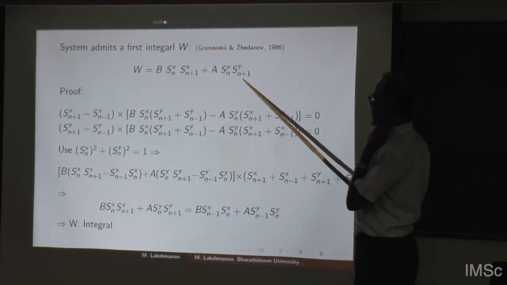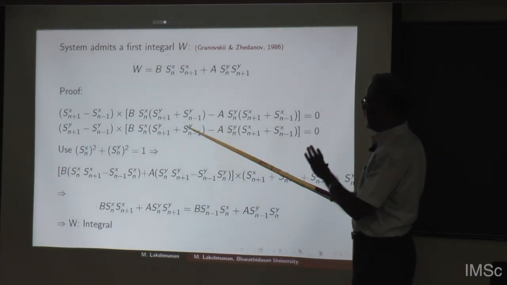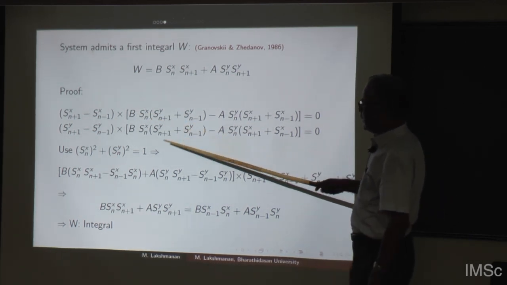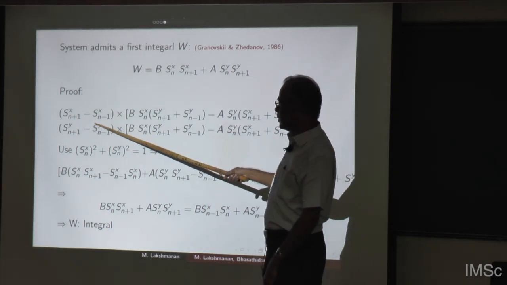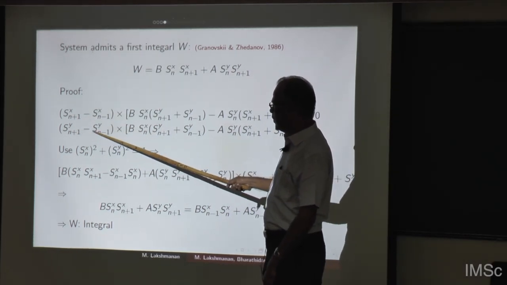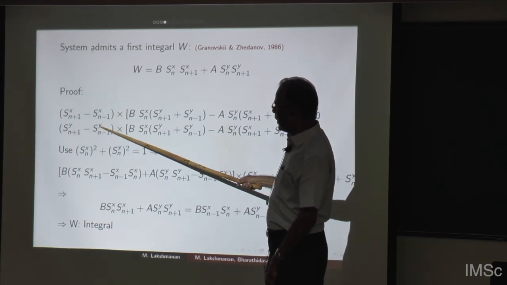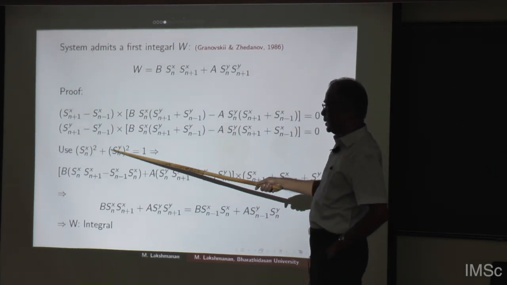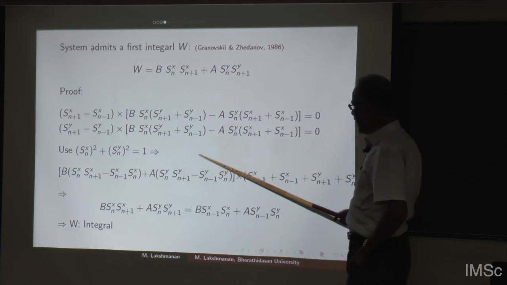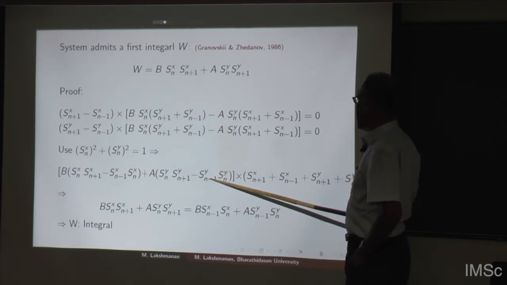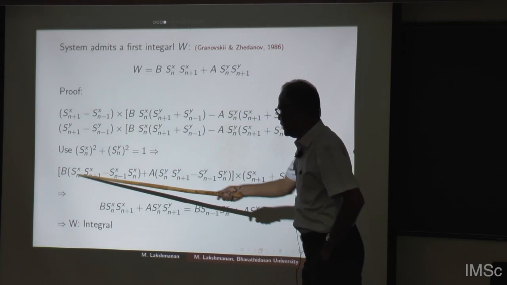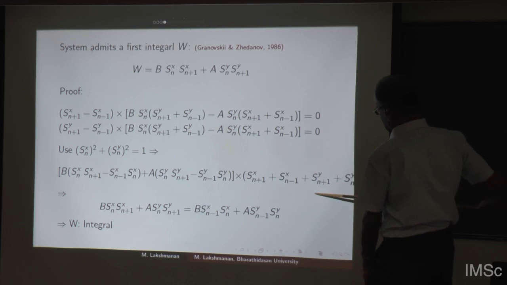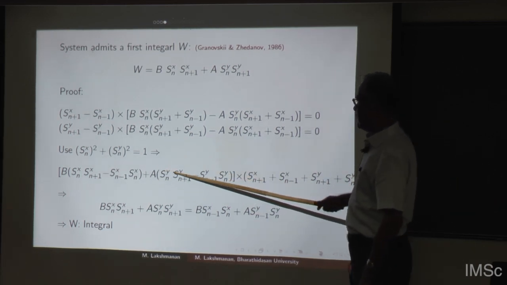The spin system has a Hamiltonian, and I show that it admits a first integral of this form. To prove that, you take that resultant spatial variation equation, which I wrote earlier, and multiply it by S_{n+1}^x, S_{n-1}^x, and S_{n+1}^y, S_{n-1}^y, and then use the condition that S_n^x squared plus S_n^y squared equals 1. Adding these two equations, you can prove that this quantity times this quantity, S_{n+1}^x minus S_{n-1}^x, etc., is 0. This is not always 0, so this is ultimately equal to 0.